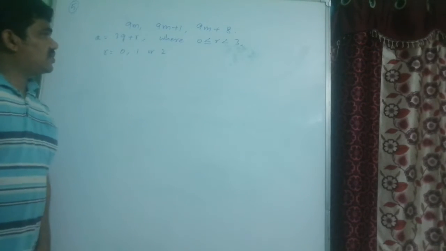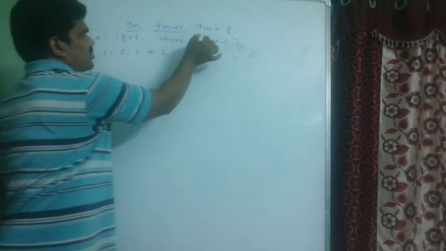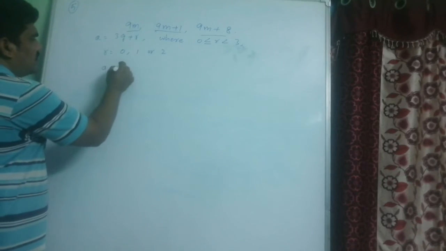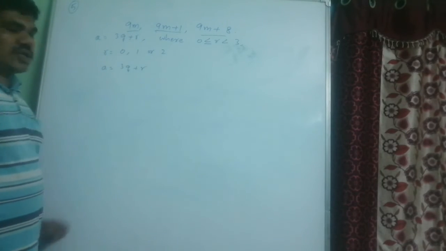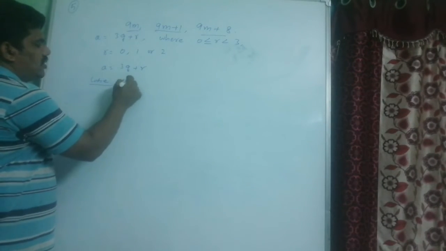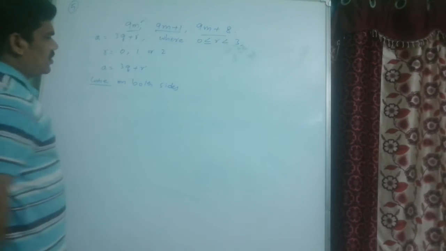Hi, once again. So in this question we have to find like cube of any positive integer can be like 9m plus 1, 9m plus 8. Okay, so cube of A equal to 3q plus R cube. So we have to do cube on both sides. So we have to prove this one.